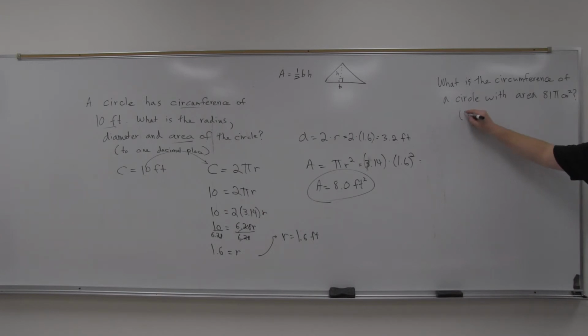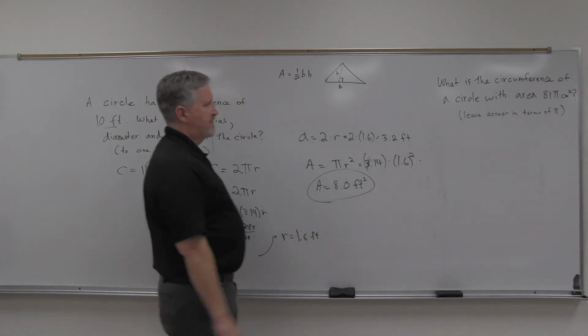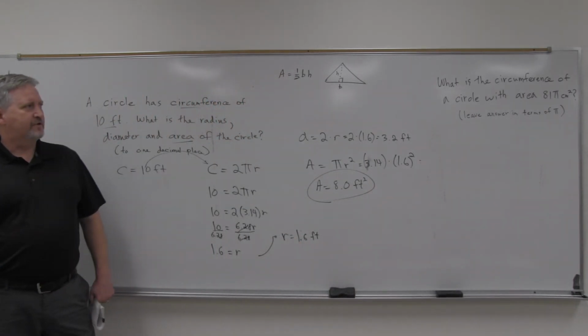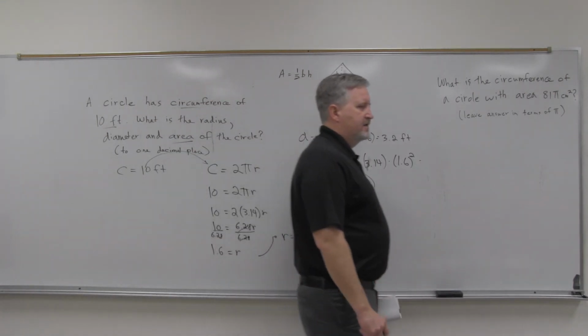And in this case, I'm going to leave the answer in terms of pi. I think it's how they'll say it. So in other words, in this particular case, I'm not going to round off pi with 3.14. Just going to leave pi in the answer. Sometimes I'll do that.